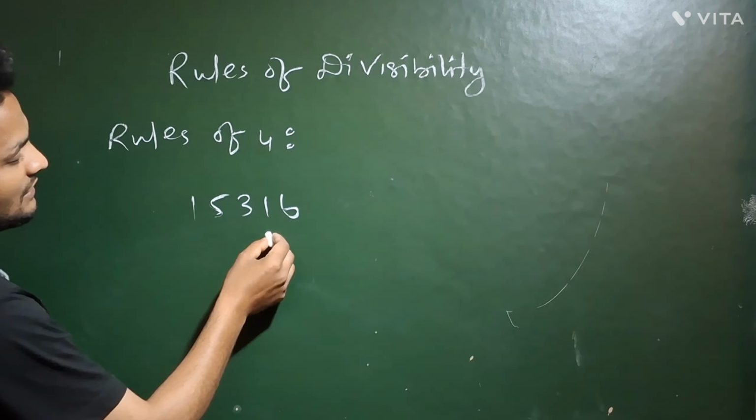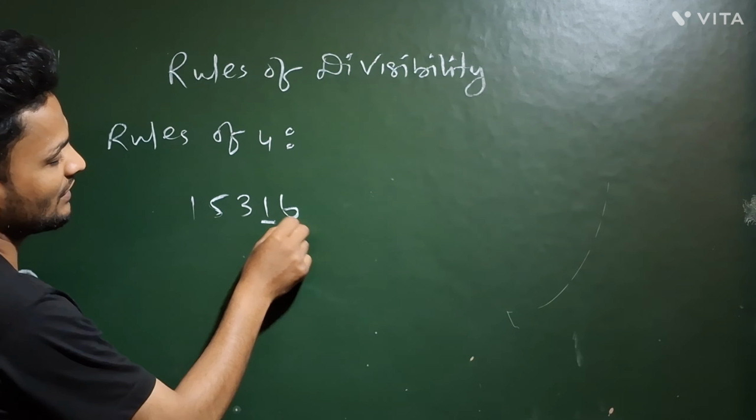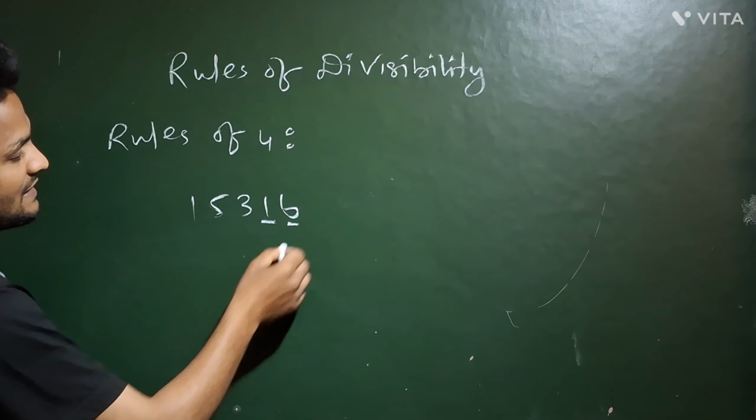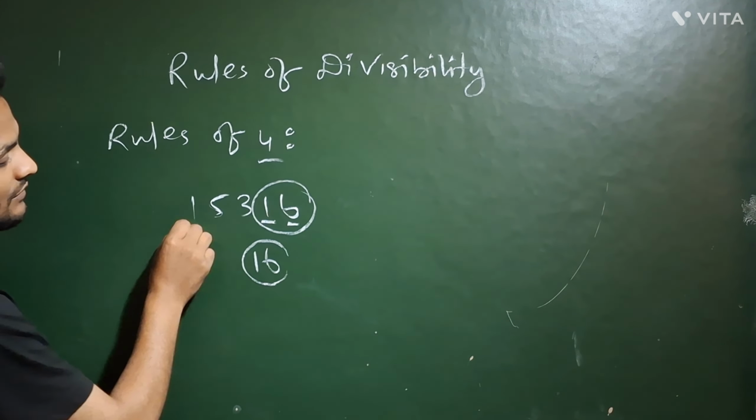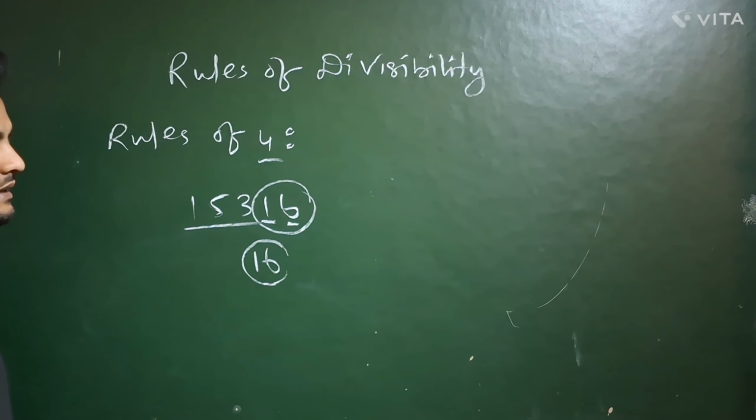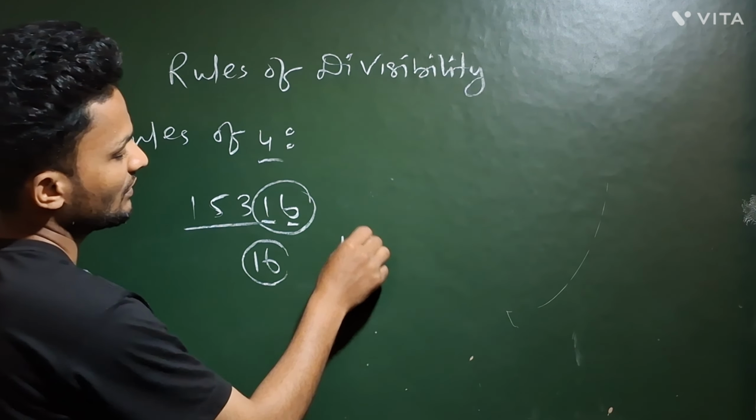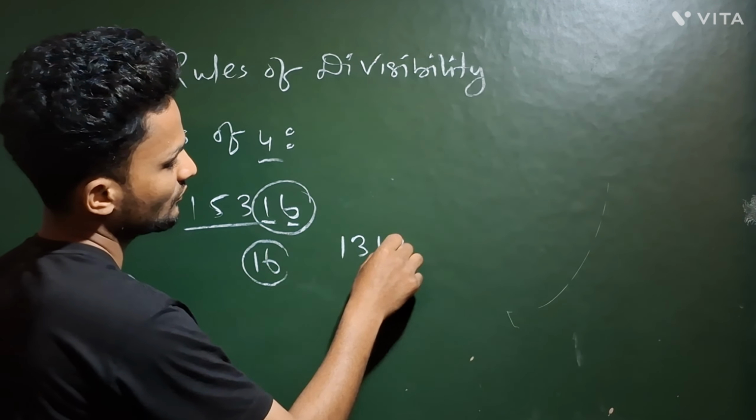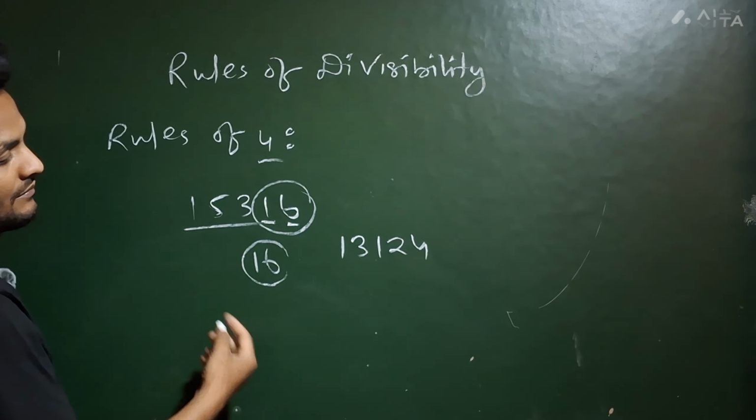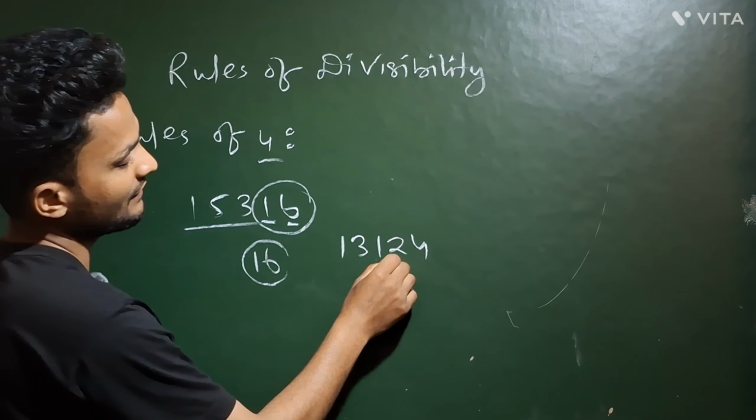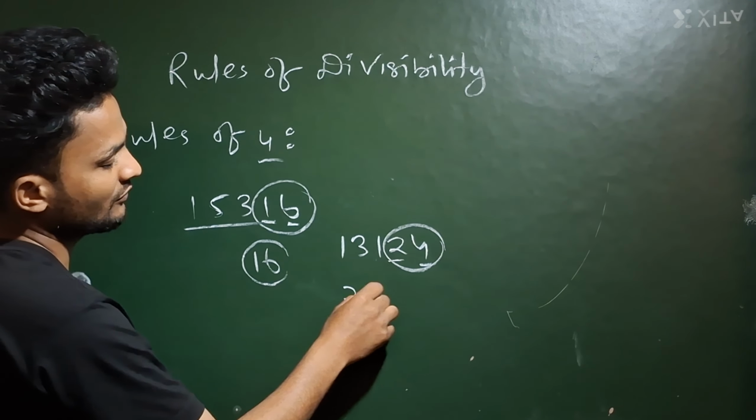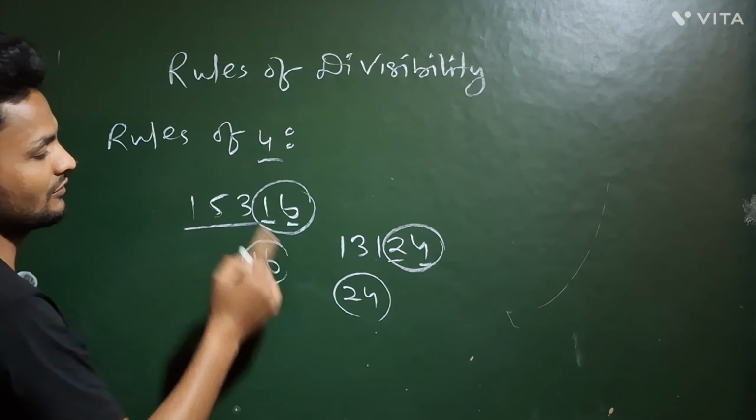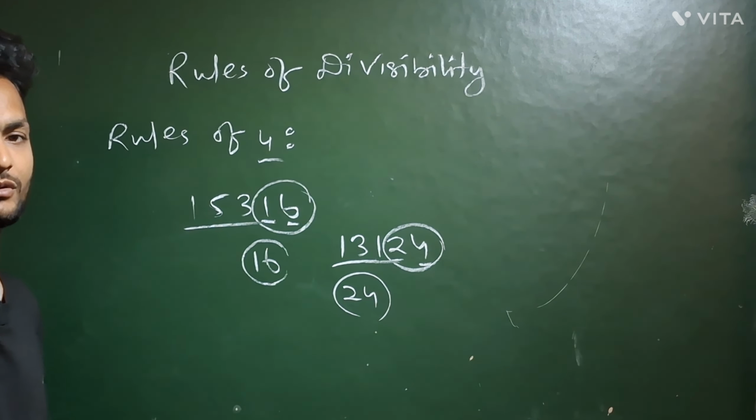15316. In this number, the last two digits are 1 and 6, and this makes 16. And 16 is divisible by 4, that is why the whole number is divisible by 4. Okay. Similarly, 13124. In this number, the last two digits are 2 and 4, and 2, 4 makes 24. 24 is divisible by 4, that is why the whole number is divisible by 4.